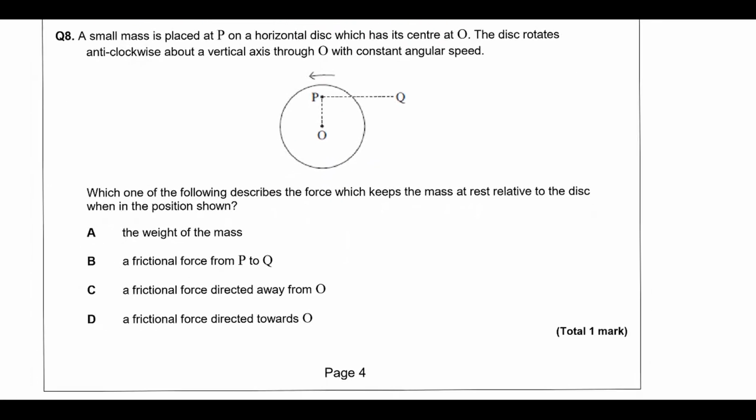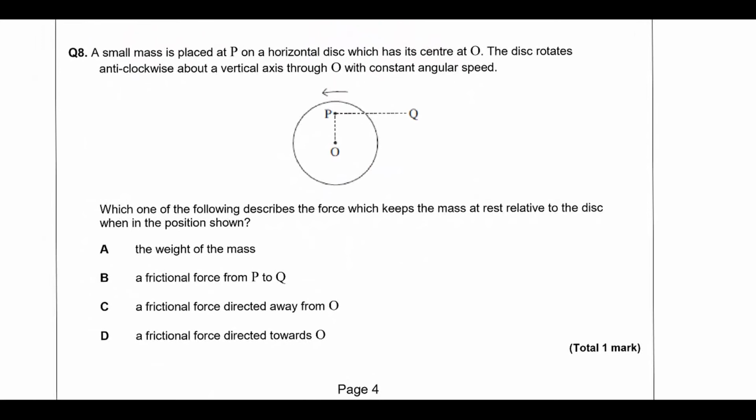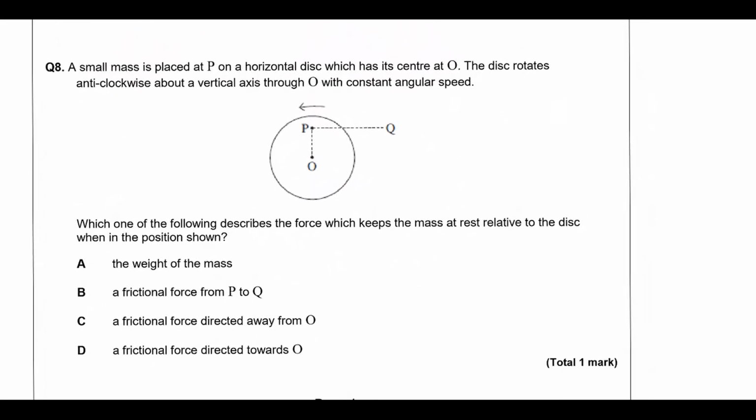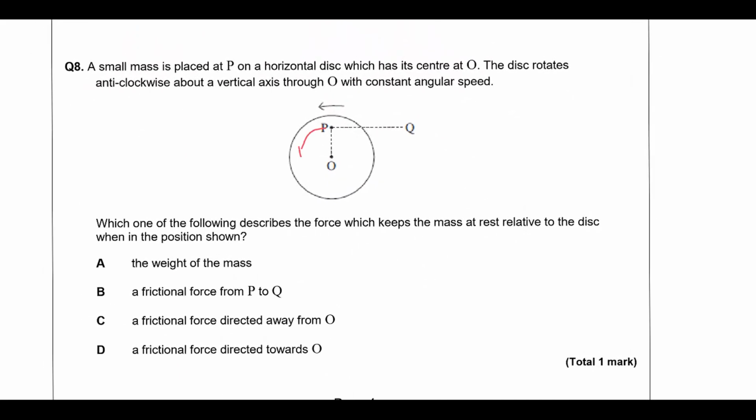Okay, so a small mass is placed at P on a horizontal disk, which has its center at O. The disk rotates anti-clockwise about a vertical axis through O with a constant angular speed. What we're going to try and do is keep P on here. If it's not going to slip, it's going to need to be in circular motion. So which one describes the force which keeps the mass at rest relative to the disk? It's going to be at rest relative to the disk if the mass is also in circular motion with the same angular speed as the disk.